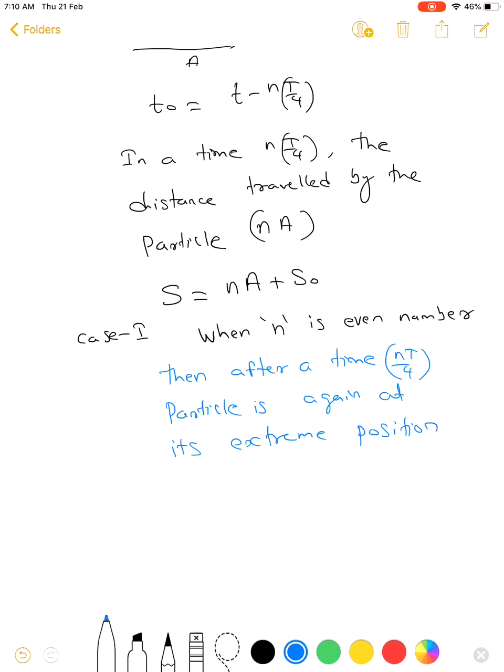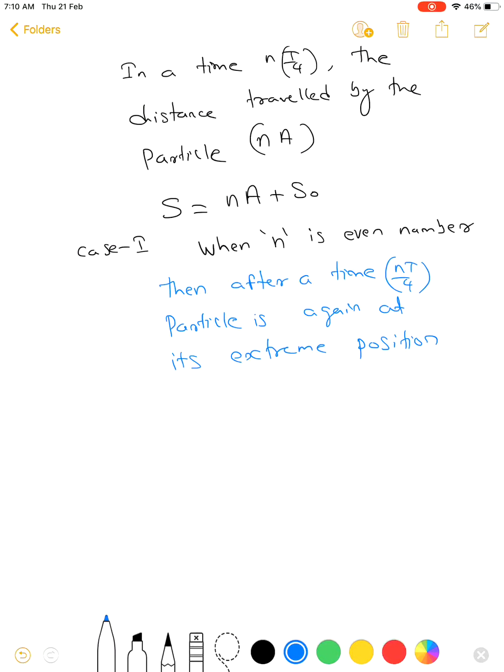So we can find out the value of this S naught over here. Consider the situation where the particle is at its extreme position, and in a time of t naught, the particle is displaced from the extreme position to some distance, something like this. So this is going to be the value of S naught over here.